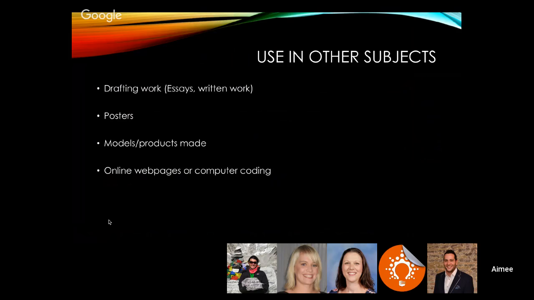You can film yourself talking about a poster and pointing out different sections. You can look at models that students have made, filming models, or products like woodworking type things that they've made that are hard to write about. It's also useful for online web pages or computer coding or any kind of computer-based task that isn't on paper, that you can't easily scribble on paper for.